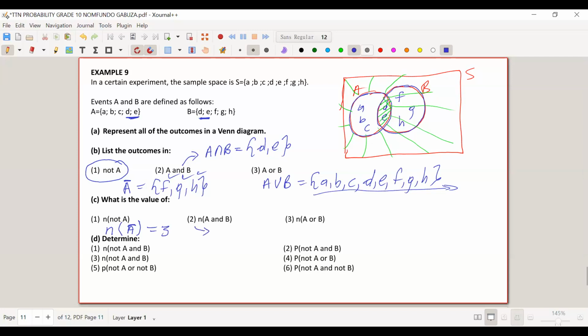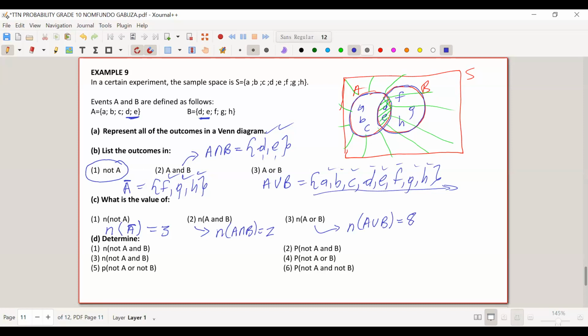So over here, we're looking for the size of A intersects B, which means we're going to have 2 because we have D and E. So the size of A intersects B is going to be 2. Then we're looking for the size of A union B, which means it's going to be 8 over here.